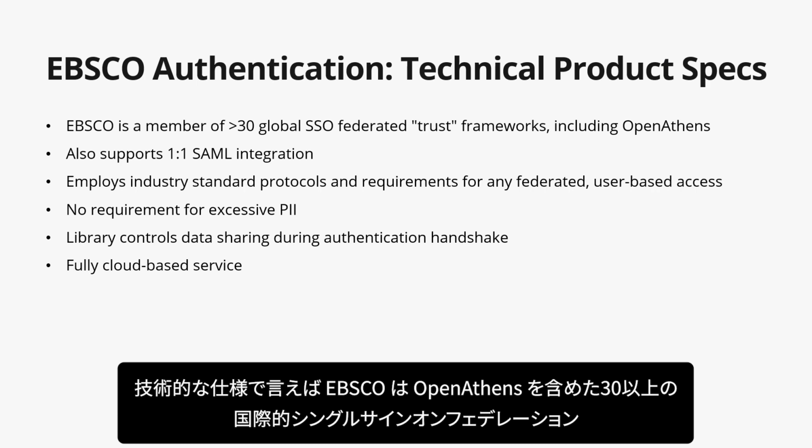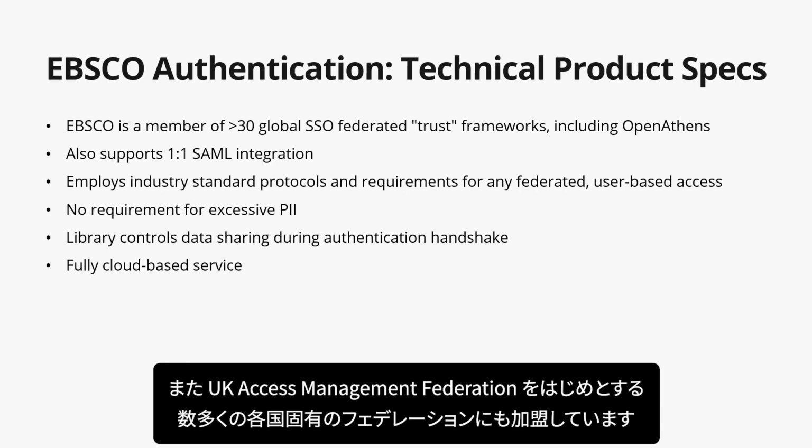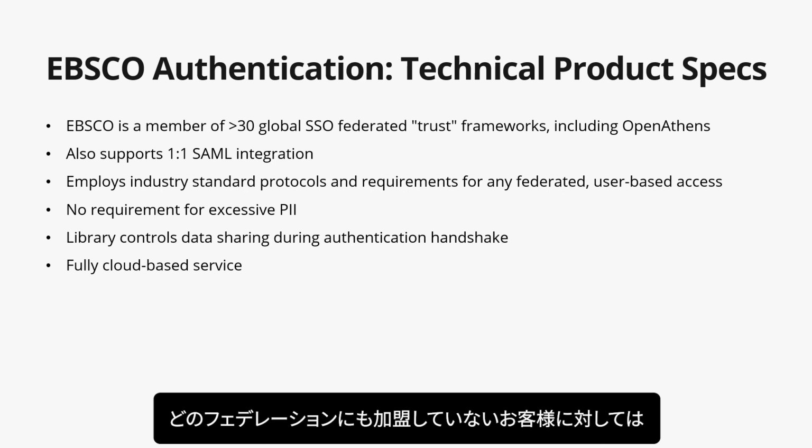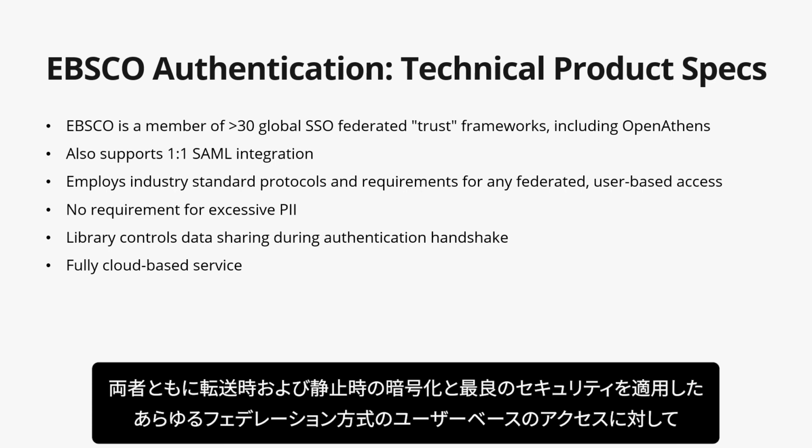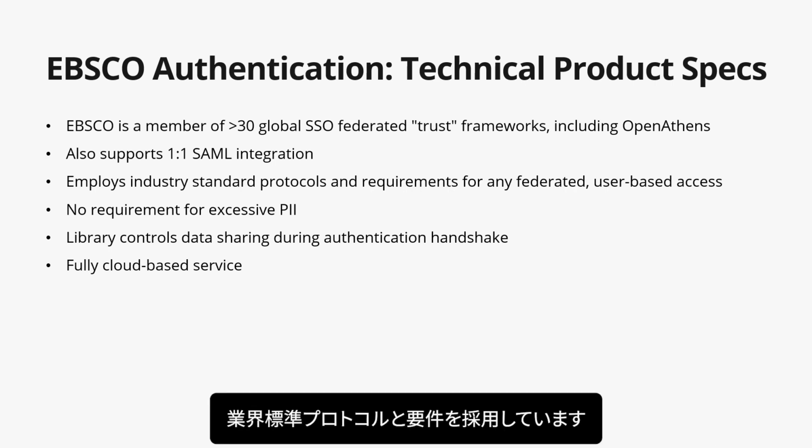In terms of technical product specifications, EBSCO is a member of over 30 global single sign-on federations, including OpenAthens, but also many national federations such as the UK Access Management Federation. For any libraries or universities that are not yet a member of a federation, EBSCO also supports one-to-one or direct SAML integrations with an identity provider. All of this employs industry standard protocols and requirements for any federated user-based access, using encryption in transit and at rest, and security best practices.